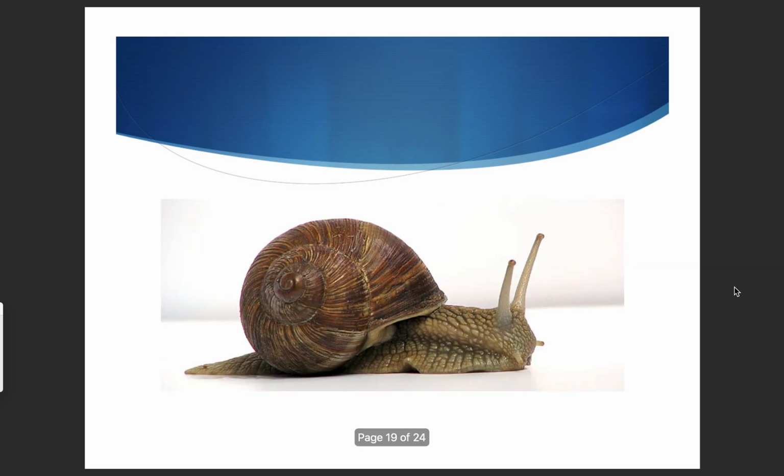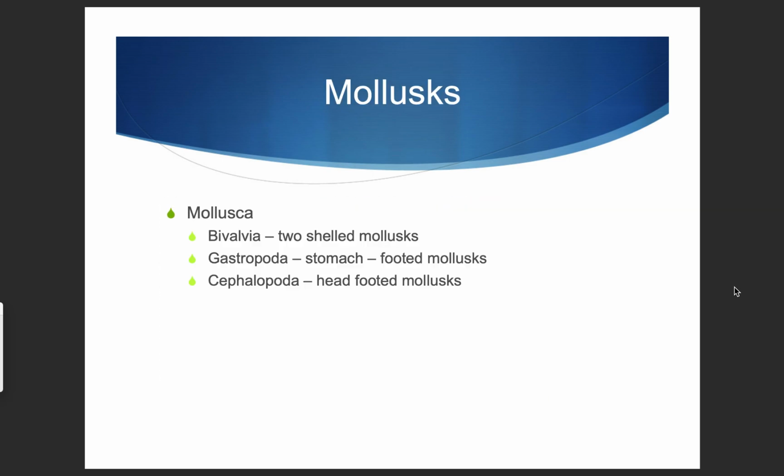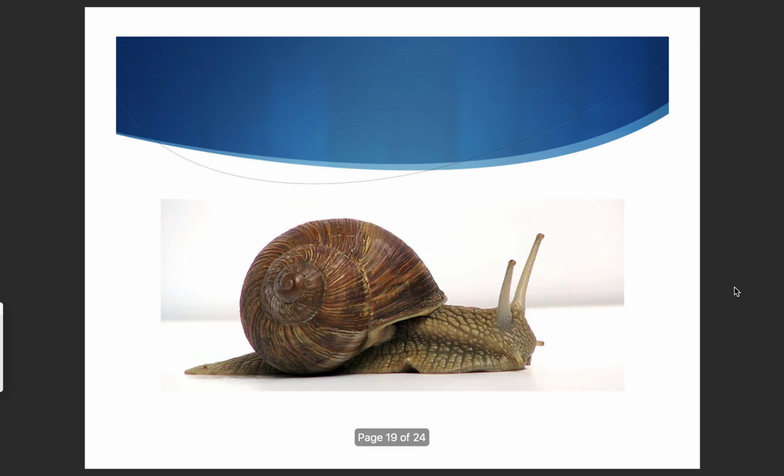So stomach-footed mollusks, right? You'll see a picture. You've got snails, right? These are cephalopoda, head-footed mollusks. Okay, some don't have a shell. Some are just stomach-footed mollusks, right? That would be like a slug, and then the cephalopoda, head and footed mollusks, right? So different types of mollusks. There's a snail. Gnarly little eyes he's got, little tentacles. Don't like salt, of course.